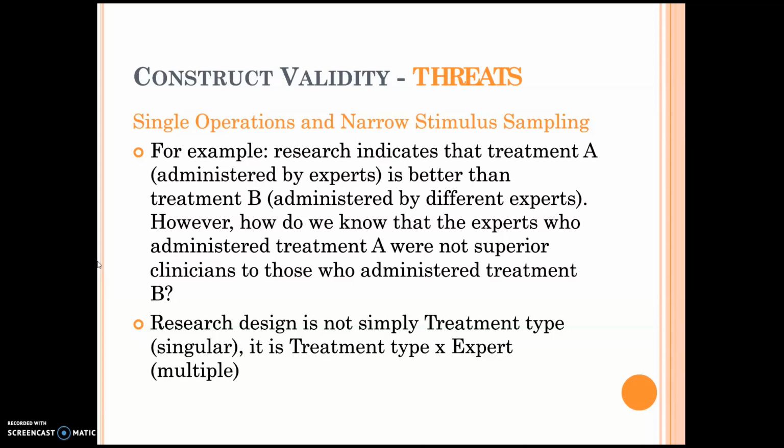So sometimes one of the threats to construct validity in this case is if you have what's called a single operation or narrow stimulus sampling. If you only have one therapist deliver the treatment, you might be inclined to think that it's not effective because of the narrow stimulus sampling that you did. Ideally, you would have a broader or more inclusive stimulus sampling and then can truly identify whether or not the therapy type is effective or not. Oh, I just got ahead of myself. So that's how you address it.